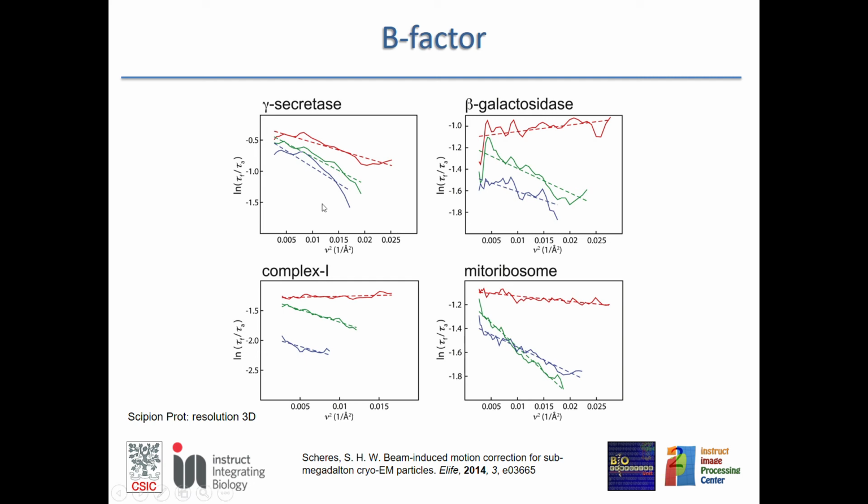So if your volume doesn't have a B factor in that range, then that probably is not the correct 3D reconstruction. So there are some problems in the Fourier weighting or something.